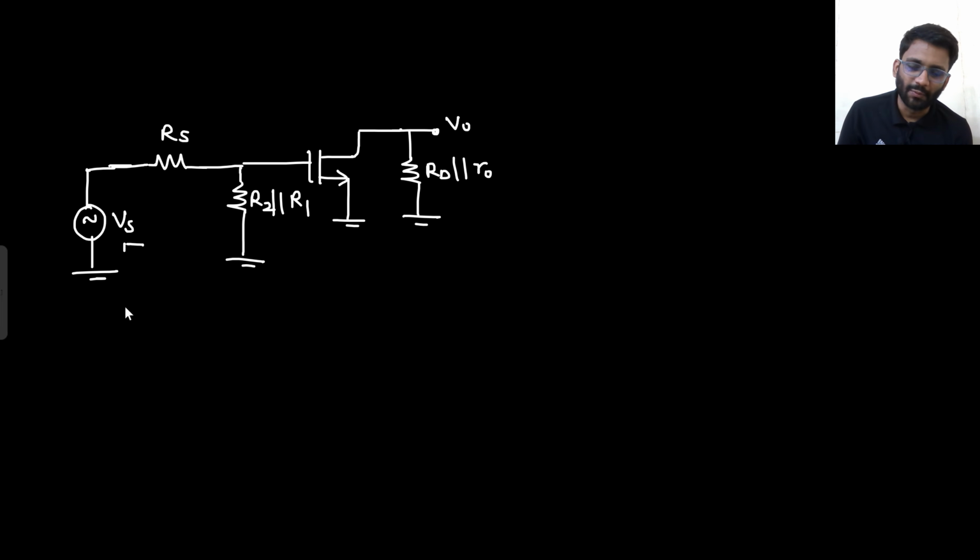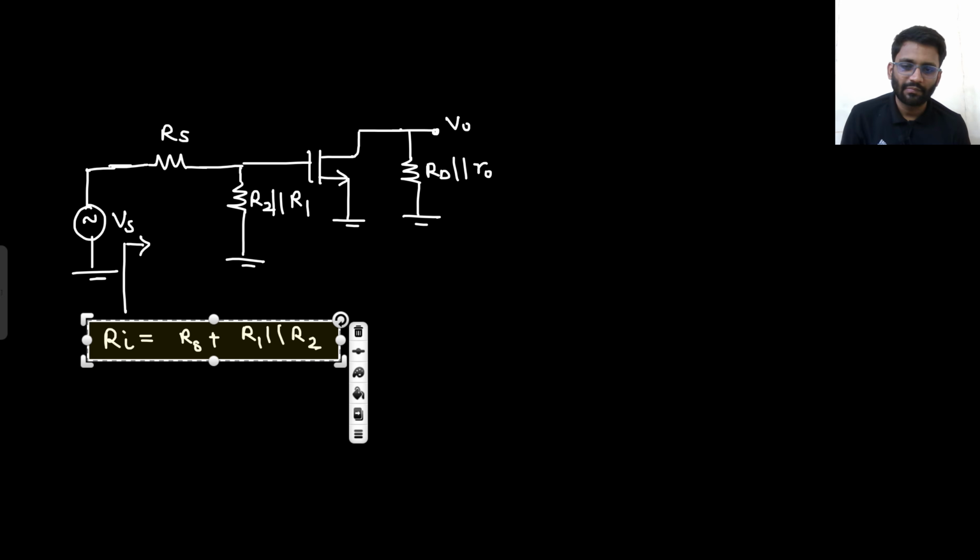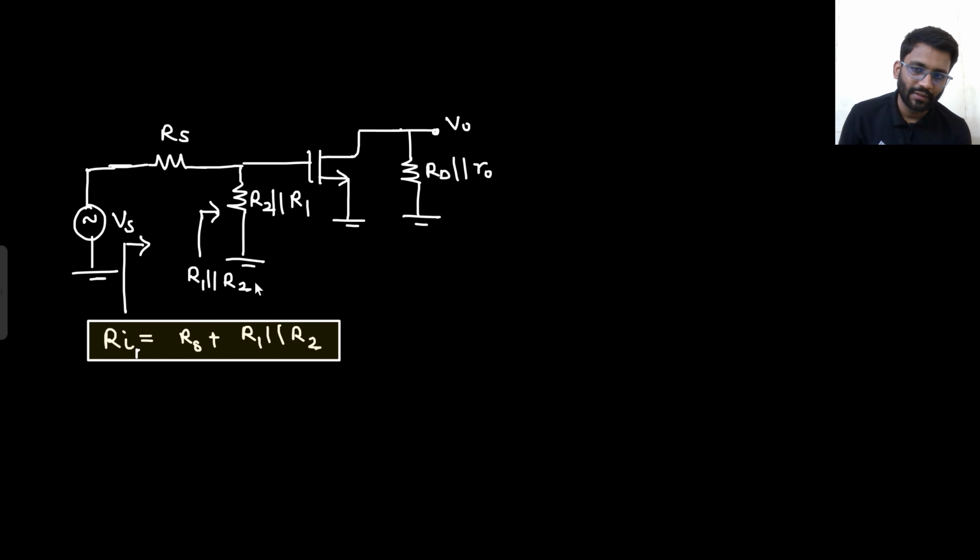So if they are asking you what is the resistance seen from here, tell me what is your answer. What is your Rin? What is the resistance seen from here? RS plus R1 parallel with R2. Say yes or no. If they ask you what is the resistance seen from here, that is R1 parallel with R2 only. This I can call Rin2.